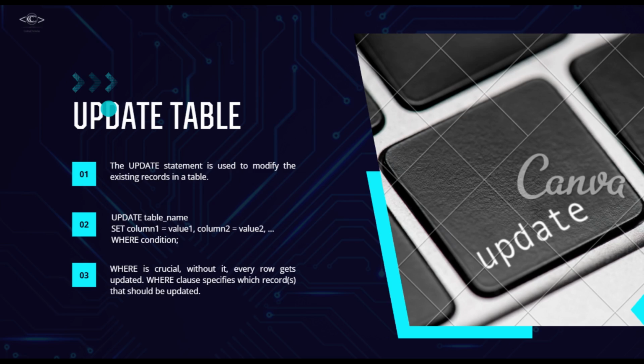The keyword update tells SQL which table we want to change. The set clause tells SQL which column should get a new value, which column will have the value changed. And the where clause decides which employee's records will be updated. For example, if an employee's salary changes, we update only that employee's salary instead of updating the entire table.